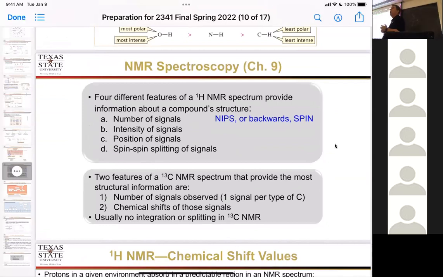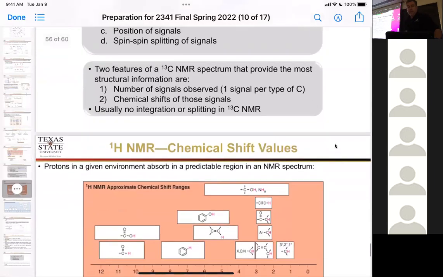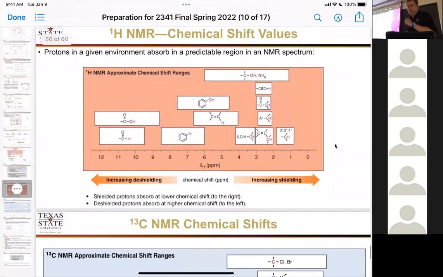Of course, in carbon, all we care about is shift and number of peaks, number of unique carbons, okay? The shift trends are about knowing which zones you're in: next to an alkene, next to an oxygen or halogen, then alkenes, phenols, benzenes, and then of course our aldehydes and carboxylic acids as we move down in this direction here.